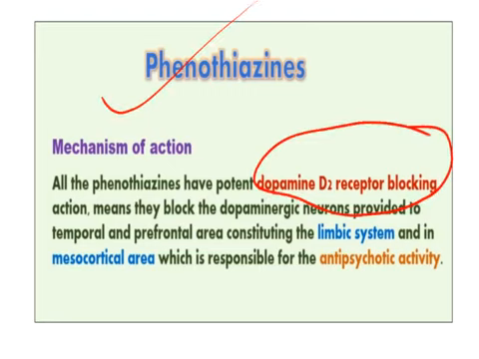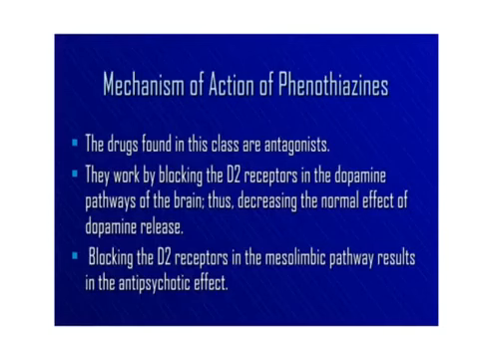Generally in the limbic and mesocortical areas, which are responsible for the antipsychotic activity, they block the D2 receptor. So when the blockade of the D2 receptor takes place, dopamine will not bind to the D2 receptor, and it will not show the activities related to the D2 receptor, that is the schizophrenia-like activities. Due to that, it is useful for the treatment of schizophrenia. That means it is responsible for the antipsychotic action. When dopamine binds to the D2 receptor, it will show activity similar to schizophrenia, but when the receptor is blocked, these schizophrenia-like activities can be inhibited.